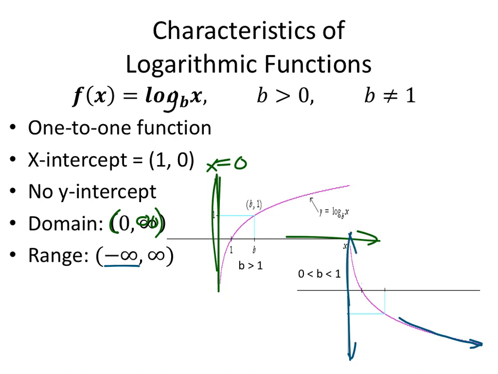And then how far up does this thing go? All the way to positive infinity. It's the same way for this one. It goes infinitely down and infinitely up. So the range is from negative infinity to positive infinity.